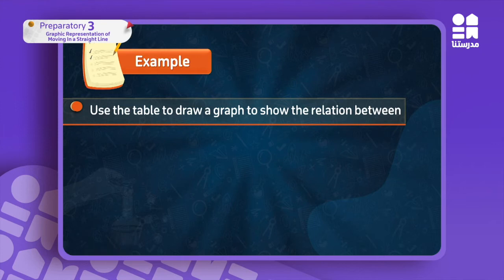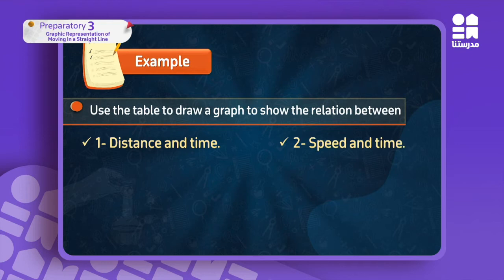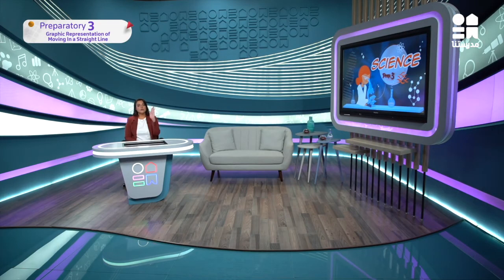Okay, let's have an example to try to understand this more. Use the table to draw a graph to show the relation between distance and time, speed and time. So, the two types of graphs that I have for the uniform speed are a graph called the distance time graph. The second one is called the speed time graph. Okay, if I told you that we always place time on the horizontal axis x, so where do we place distance or speed?